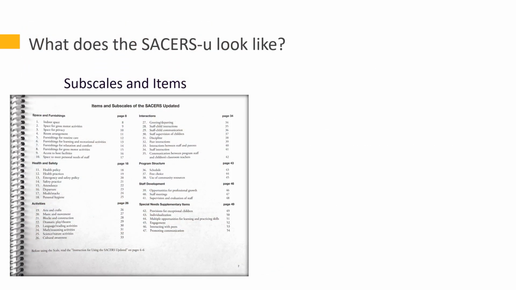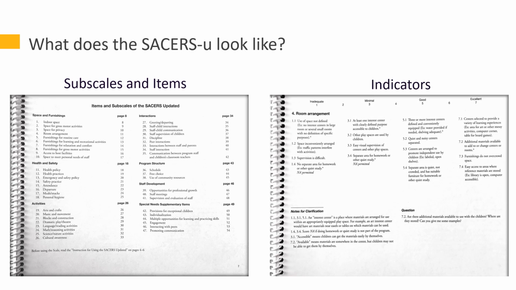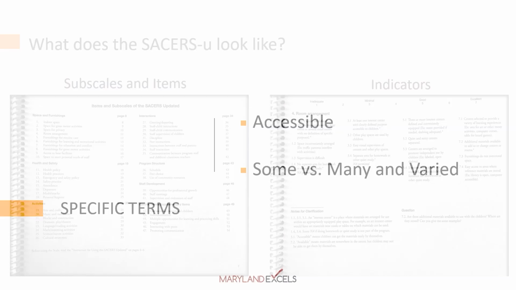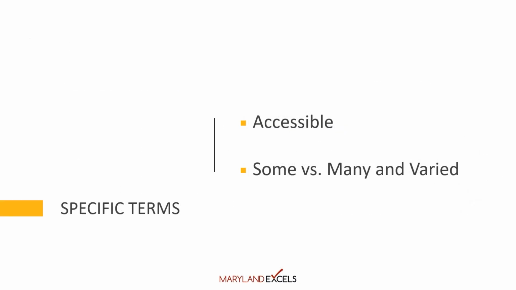Turn to page 7 in your SACERS book to view the items and subscales of the SACERS-U. You will see 7 subscales. Each subscale is then divided into items. There is a total of 47 items in the SACERS. There is 1 item per page. Each item is divided into 4 columns of indicators ranked from inadequate to excellent. There are 8 to 15 indicators per item. There are specific terms used throughout the SACERS-U: accessible, and some versus many and varied. These terms are defined on pages 5 and 6. Special consideration is recommended when scoring those particular indicators.